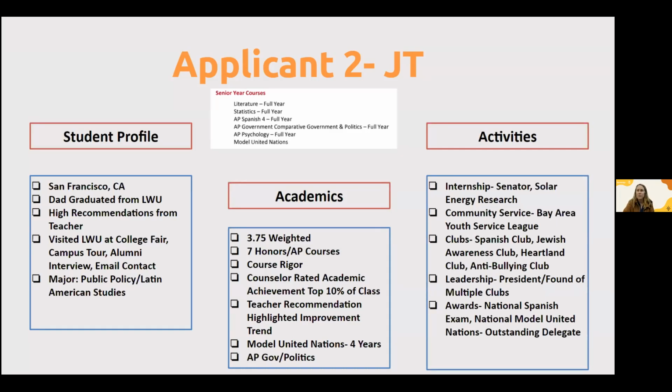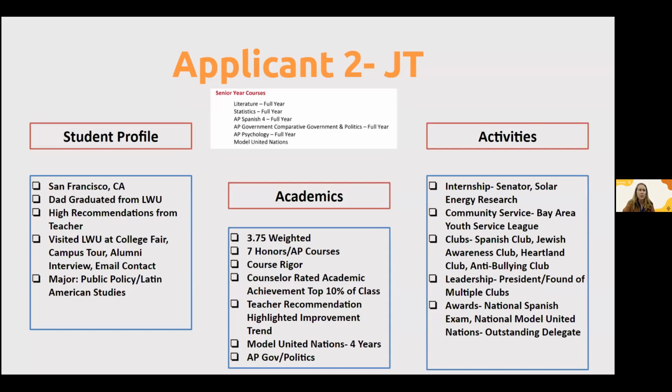So this student was involved in an internship with a senator. So being exposed to the government, particularly with solar energy research. They also have been part of the community service with the Bay Area Service League Club, so local community service organization in their city. They are either the president or founder of multiple clubs, such as the Spanish Club, Jewish Awareness Club, Heartland Club, and Anti-Bullying Club on campus. And since they are founder and president of multiple clubs, that adds to their leadership.